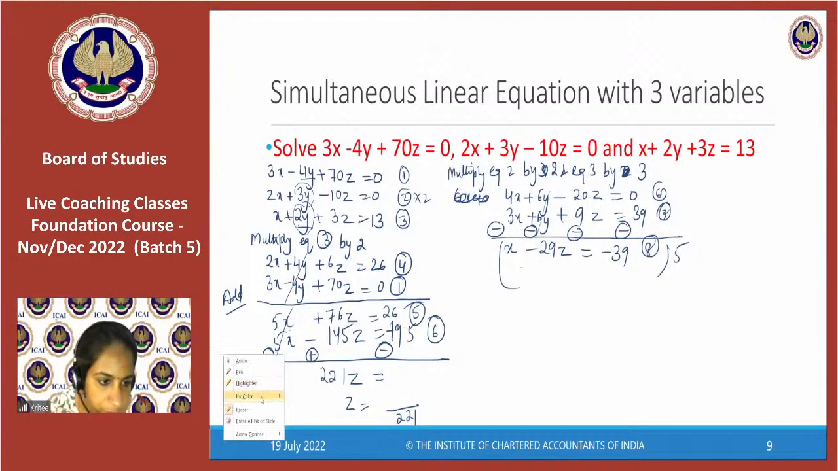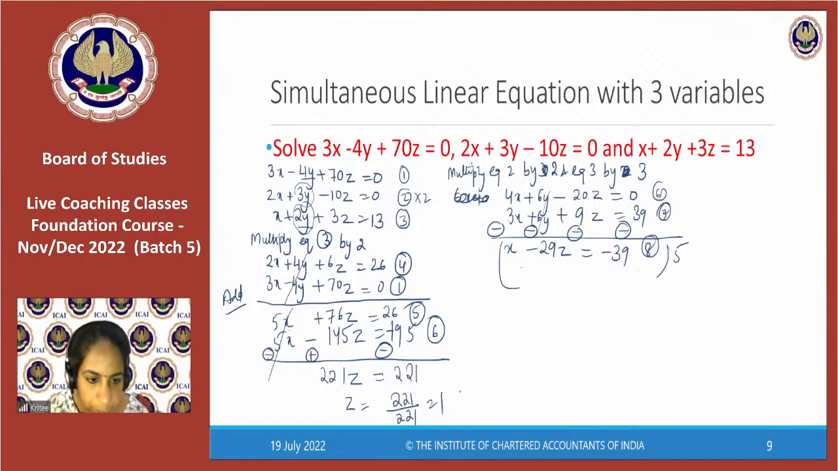So this becomes 11, 1, 12, 1, 221. So it is 221 by 221. Z comes to 1. Thank you so much. Okay, thank you. Yes. I'm repeating.